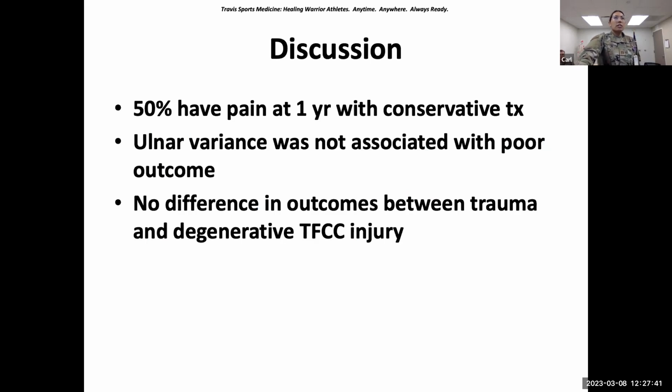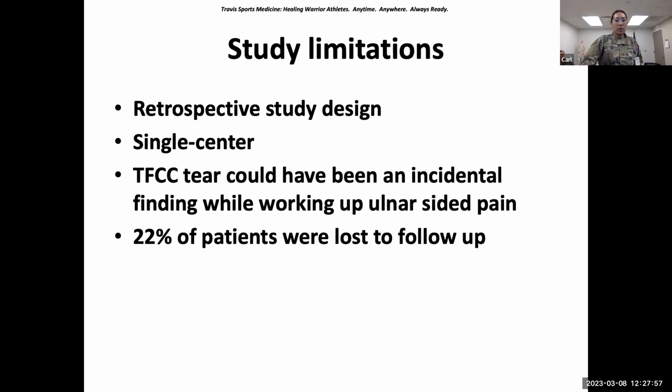So in the discussion, they talked about at 1 year, you have 50% of patients still having pain with conservative treatment. Ulnar variance is not associated with poor outcomes, and then there is no difference in outcomes between trauma or degenerative TFCC injury. There were quite a bit of limitations in this study.